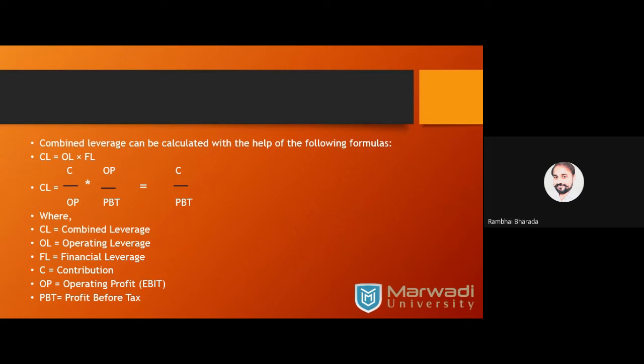Now remember the formula for operating leverage. Can anyone tell me? C upon OP. What is the formula for financial leverage? OP upon PBT. If I multiply both, OP is on both sides, so ultimately what will remain with us is contribution upon PBT. Write down the second formula. First formula is the multiplication of operating leverage and financial leverage, and the second formula is contribution upon PBT, profit before tax.